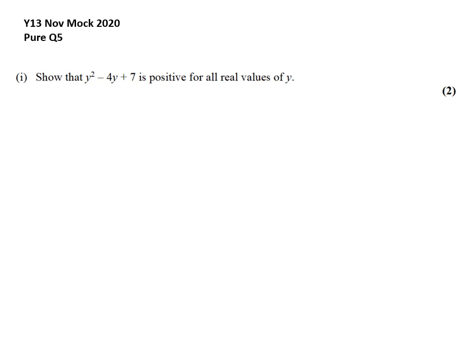In part 1 of question 5, to show that this quadratic is positive for all values of y, we need to get the variable y within a squared bracket. So if we simply complete the square on this, we can say y squared minus 4y plus 7 is identical to y minus 2 all squared, take away the 4, so this first bit gives us y squared minus 4y, and then add back the 7.